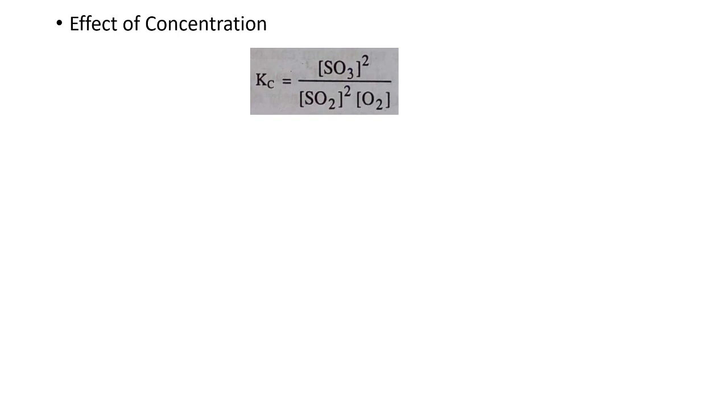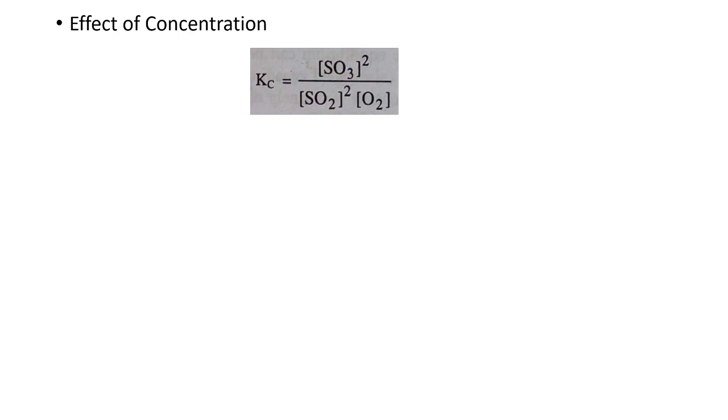So the concentration term of sulfur dioxide, you can see here, is squared. So you can say that increasing the concentration of sulfur dioxide in the presence of O2 would give you more yield. That is, it will shift the equilibrium to the right-hand side, because here the sulfur dioxide term, you can see, is at the bottom. So if you increase the concentration term, it will shift the equilibrium to the product side.